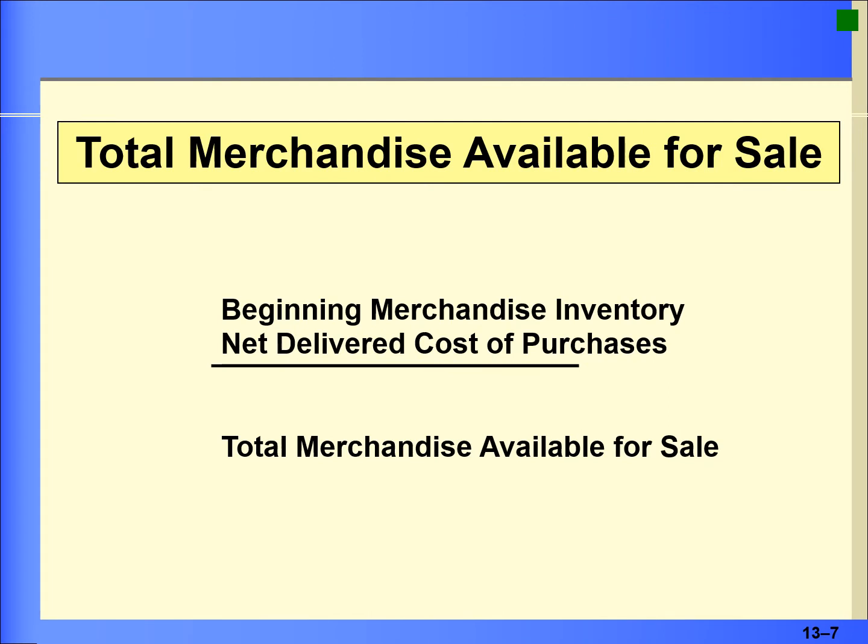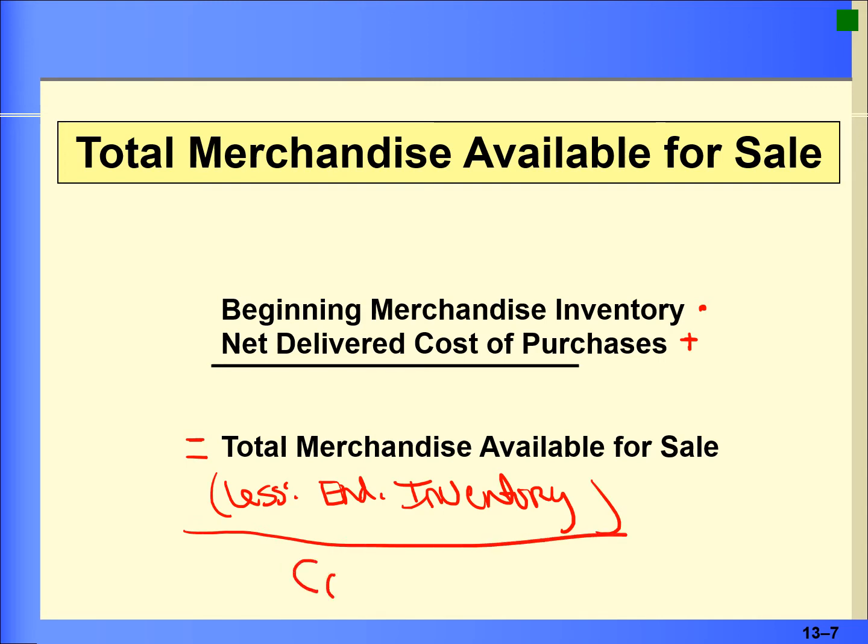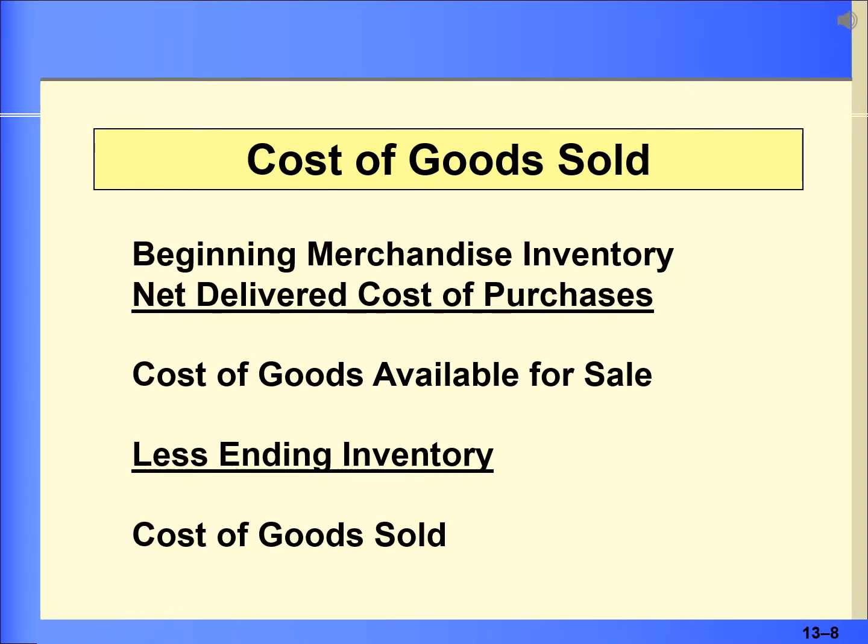So the basic idea is you'll take any beginning inventory at the beginning of the period. You're going to add this net delivered cost. That's going to equal your total cost available for sale. And then, of course, the next step would be to subtract out your ending inventory. I'm going to write this one in here. Your ending inventory, you subtract that out. And then the final step is that's going to give you the cost of goods sold.